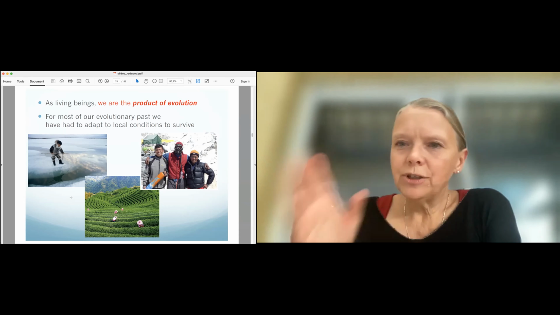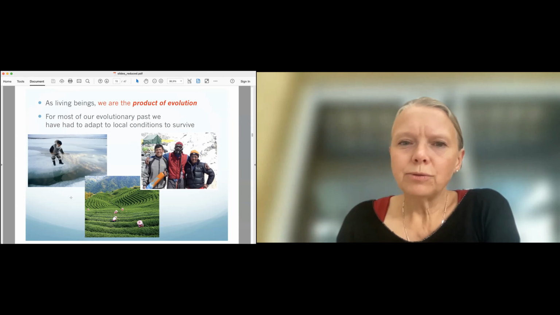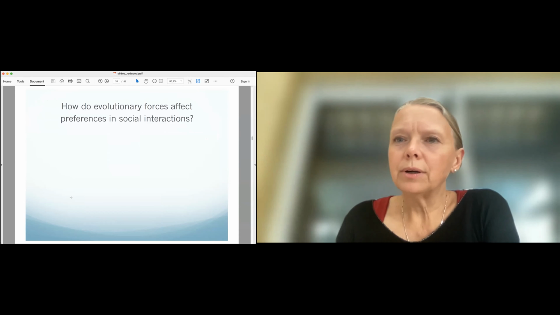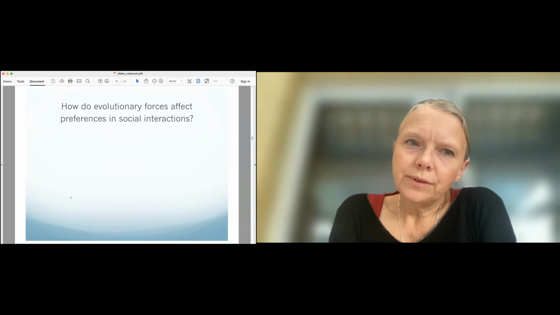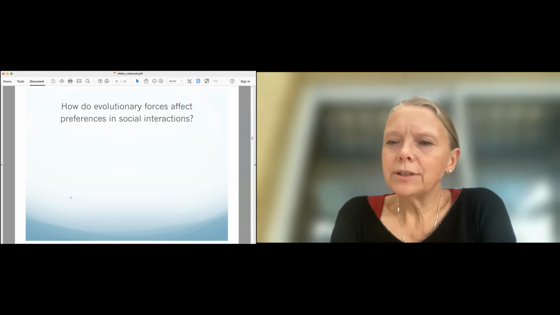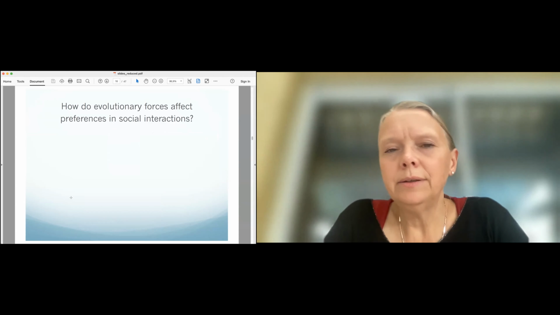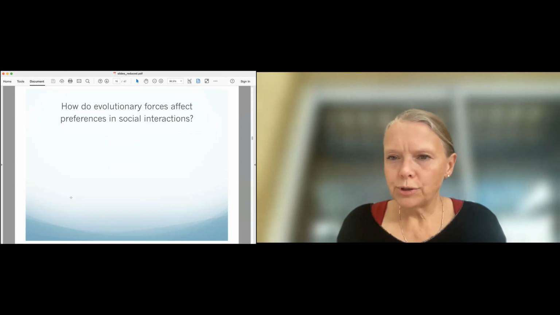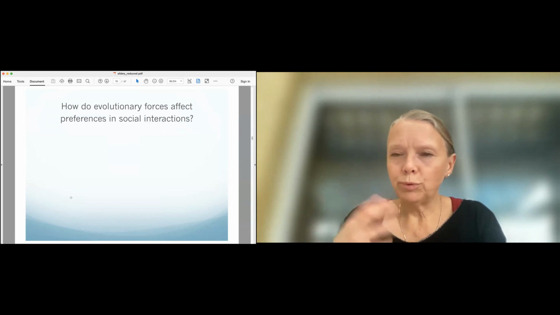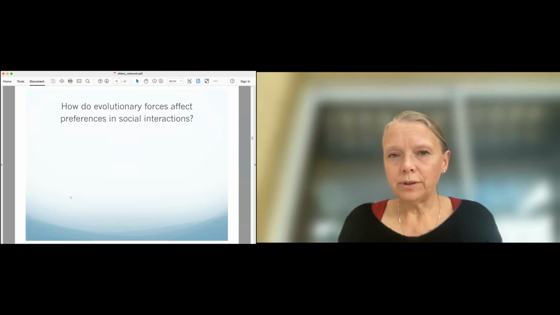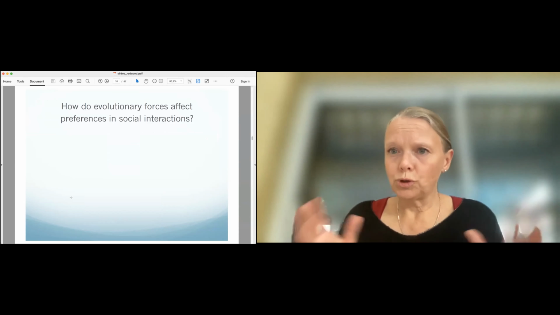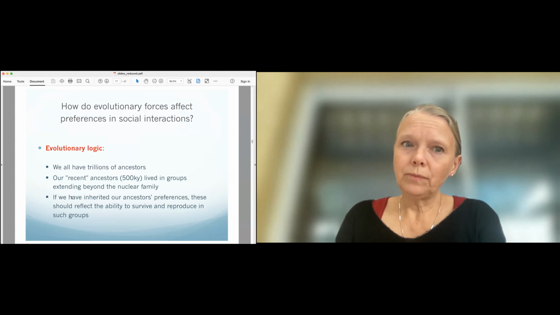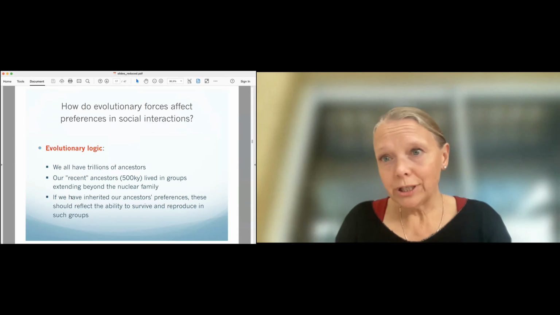Okay, so this is very general, but we should remember that we're all a product of such evolution. And so the question that I ask in my research on this is, how do evolutionary forces affect the preferences that govern our behaviors in social interactions? So what is the evolutionary logic?